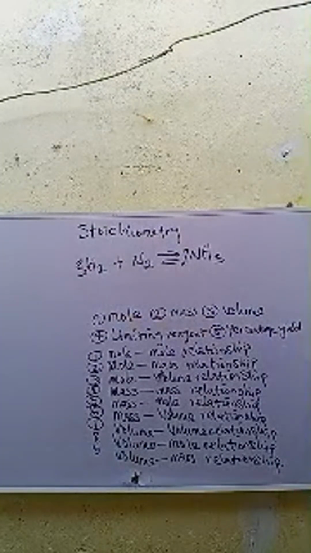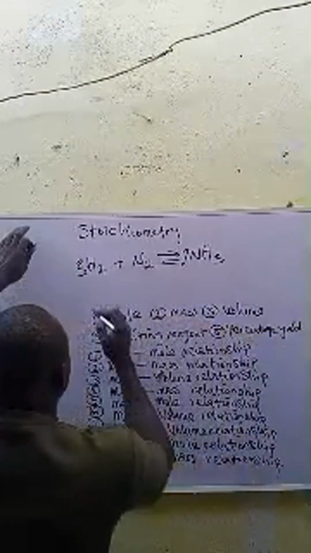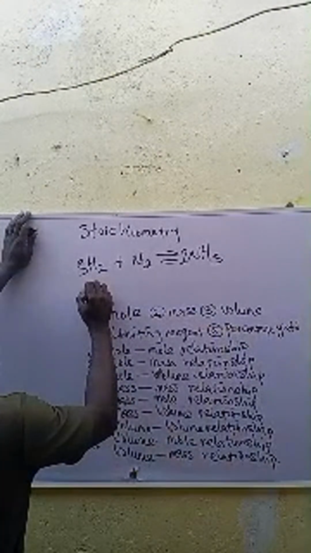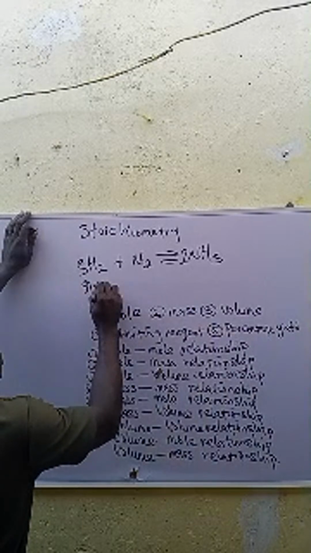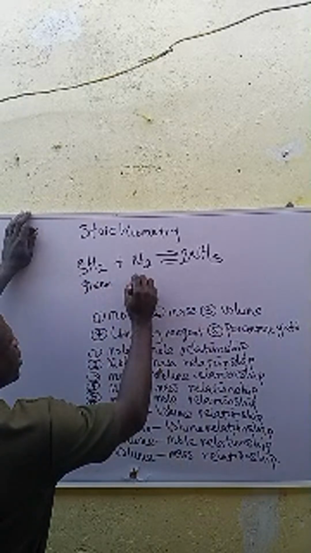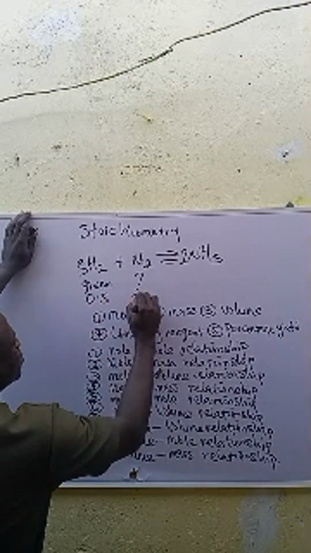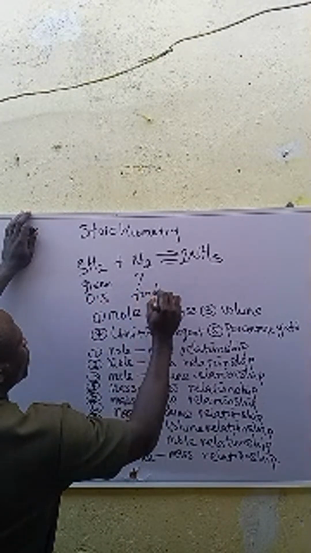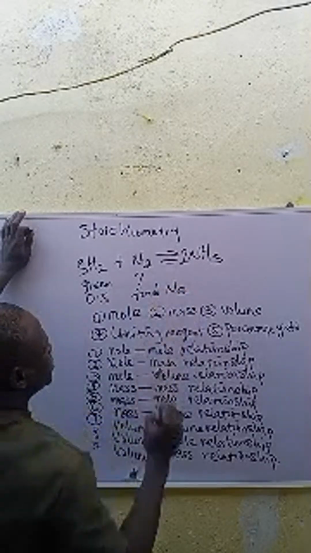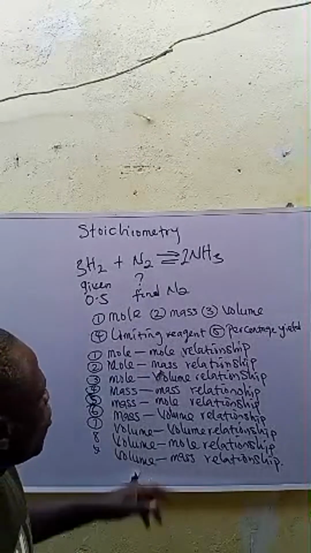Do you get that? So therefore, here is given, and here is what you are asked to find. Maybe just say 0.5, find nitrogen gas. That is what we call mole relationship. The same thing goes for all the relationships. You might be given mole and be asked to find mass, or you might be asked to find volume.